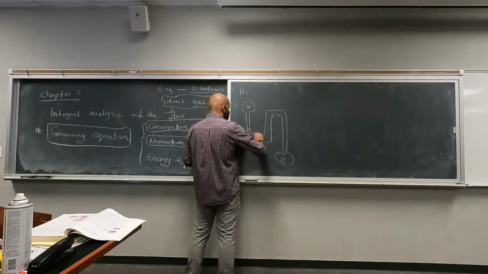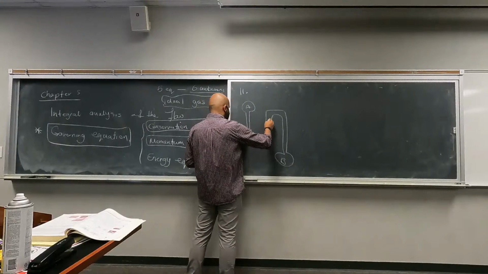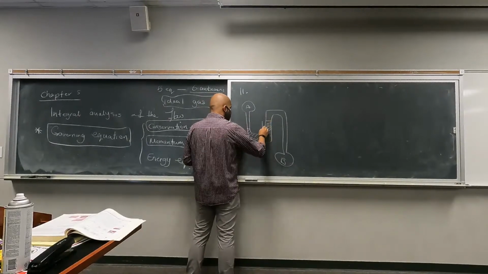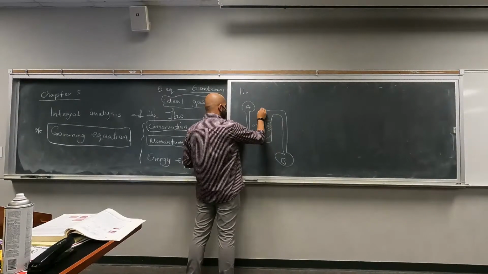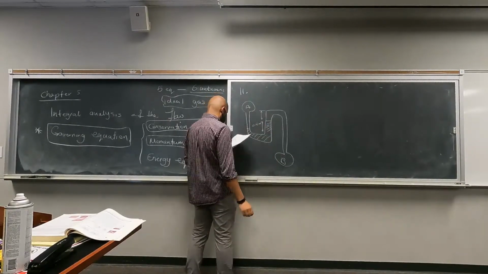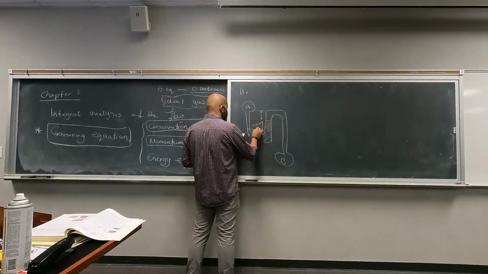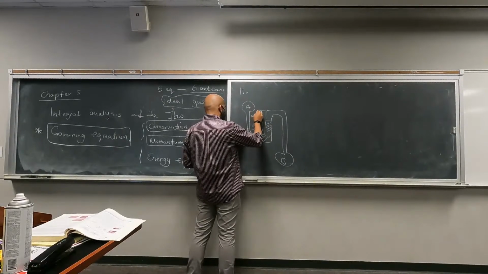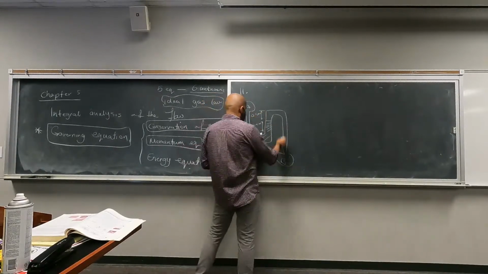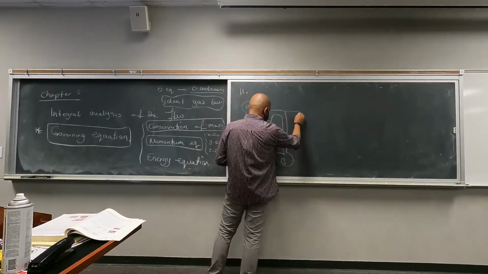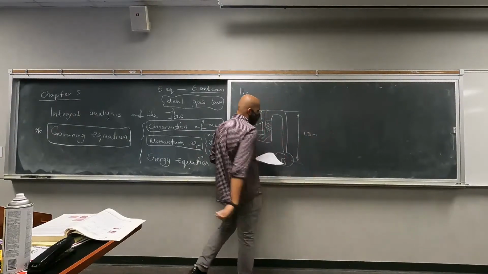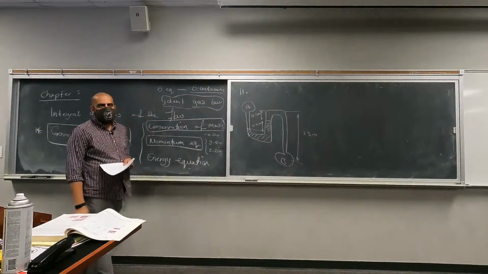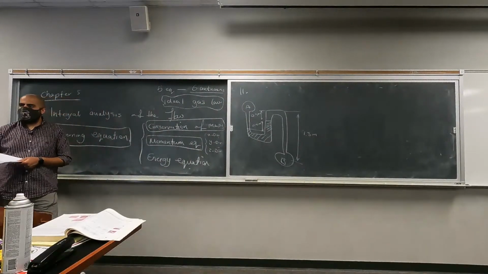Inside the manometer, we have a different fluid. This is 0.6 meters. This is 0.5 meters. And this is 1.3 meters. Okay, we want to find PA minus PB.